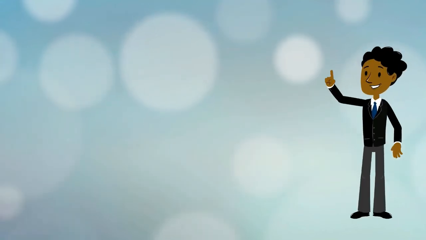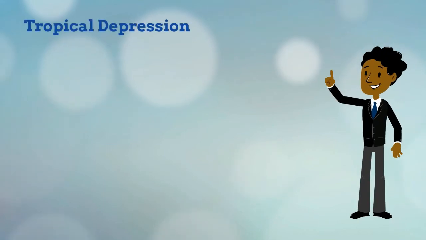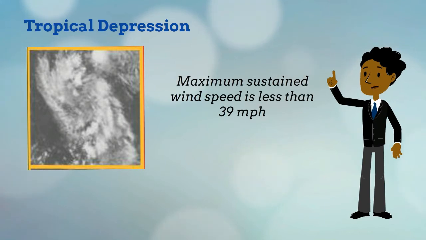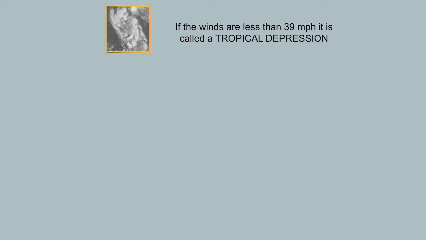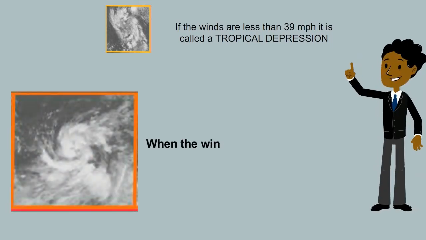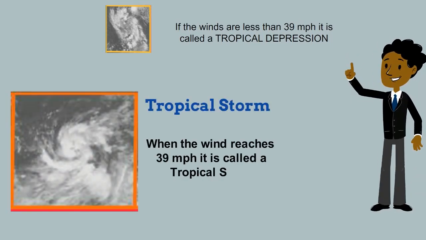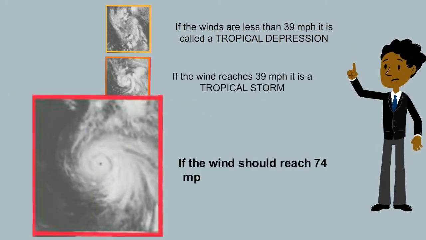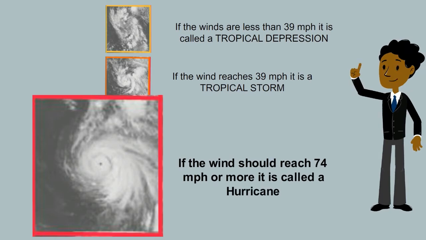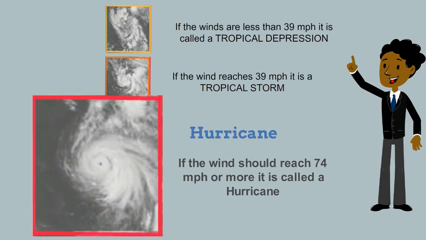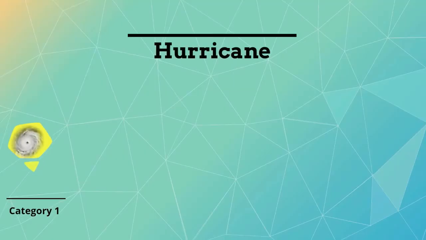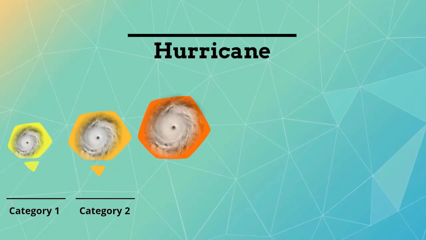At the very early and weak stages, it is called a tropical depression, when the maximum sustained wind speed is less than 39 miles per hour. When the wind reaches 39 miles per hour, it is called a tropical storm. If the wind should reach 74 miles per hour or more, the tropical cyclone is called a hurricane. At the hurricane stage, tropical cyclones are categorized further.